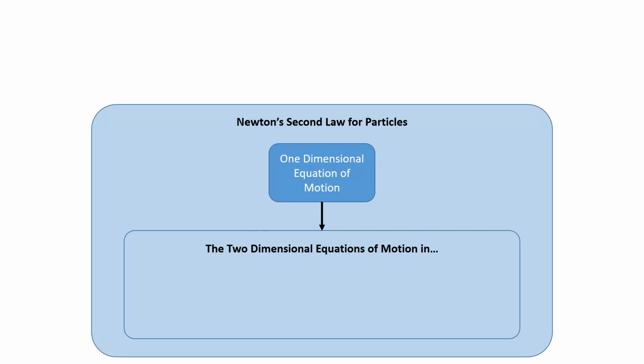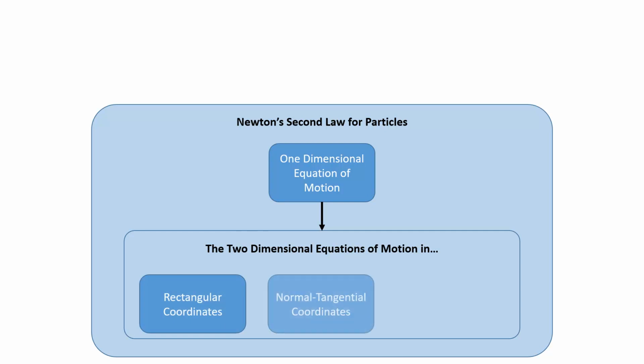And just like we had with kinematics, we've got some options for the coordinate systems that we work with. We can work with rectangular coordinate systems, we can work with normal tangential coordinate systems, and we can work with polar coordinate systems. So it's essentially F equals ma in each of those two directions, but those two directions we can kind of pick and choose what makes sense for our problem.